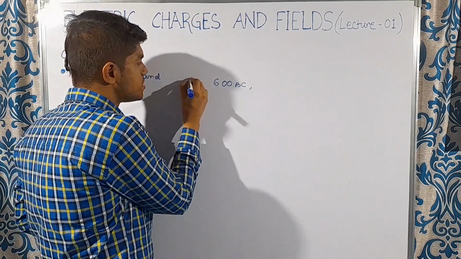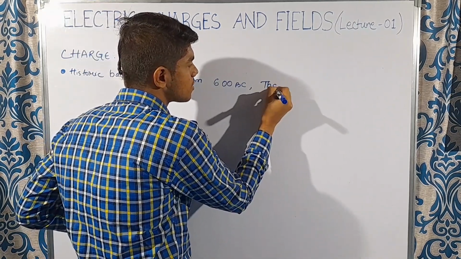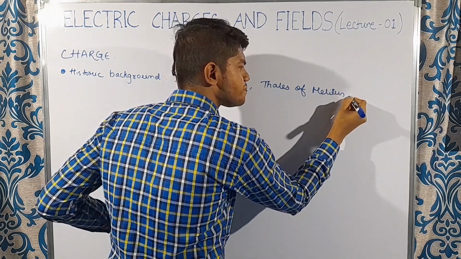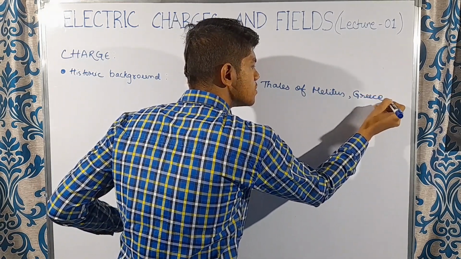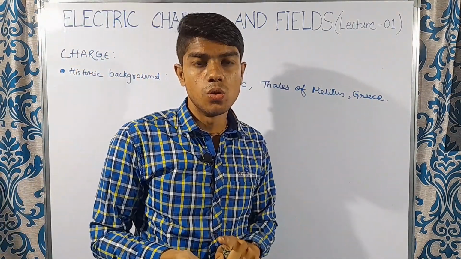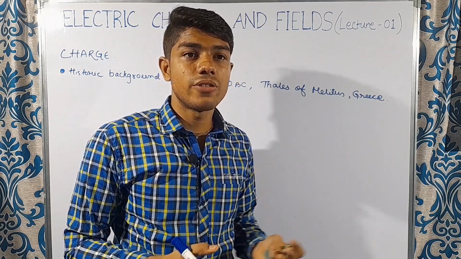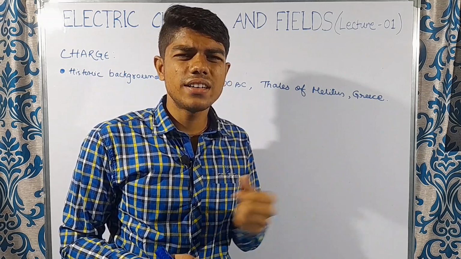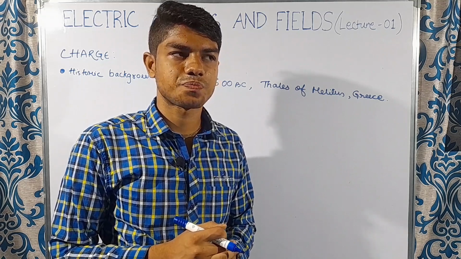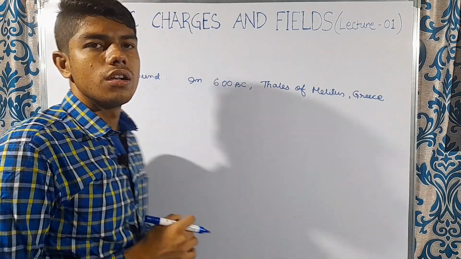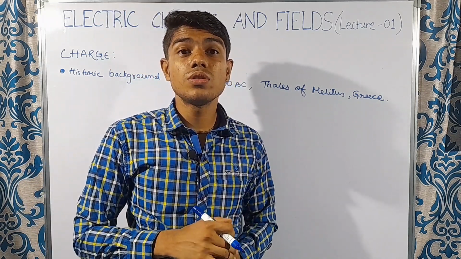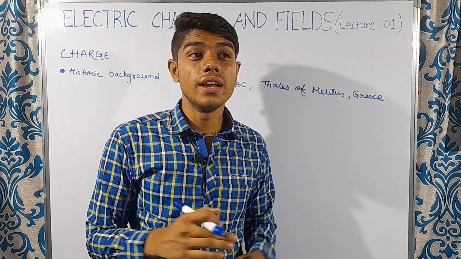So in 600 BC, Thales of Miletus from Greece discovered the fact that whenever you rub amber with wool, the amber can attract small, light pieces of feather and leaves, which is almost similar to the magic tricks that you have performed in your childhood.